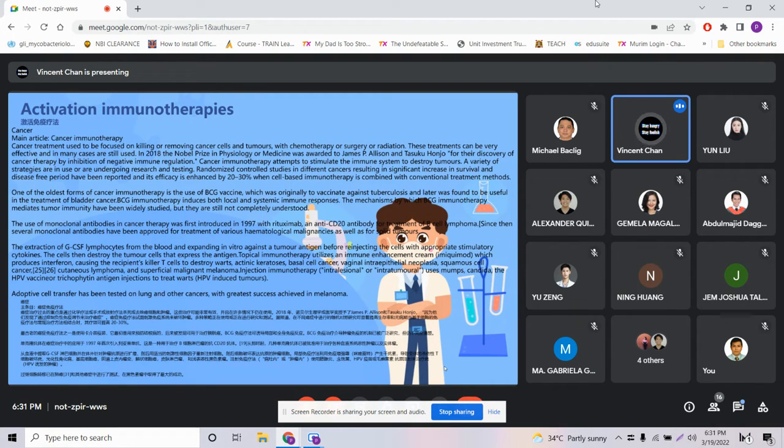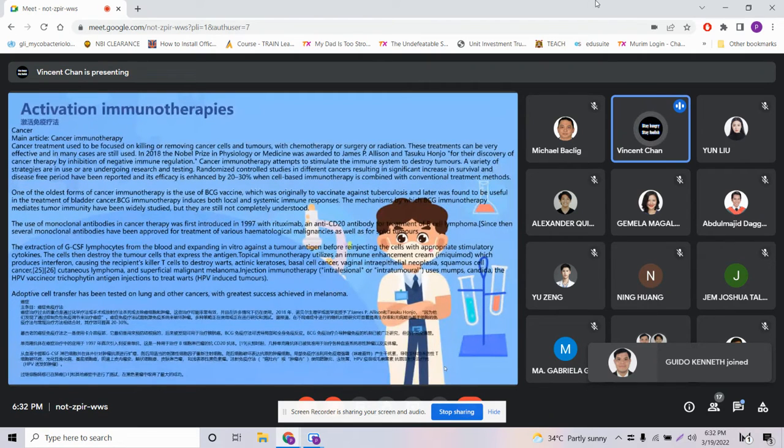Topical immunotherapy utilizes an immune enhancement cream, which produces interferon causing the recipient's killer T cells to destroy warts, actinic keratosis, basal cell cancer, vaginal intraepithelial neoplasia, squamous cell cancer, cutaneous lymphoma and superficial malignant melanoma.